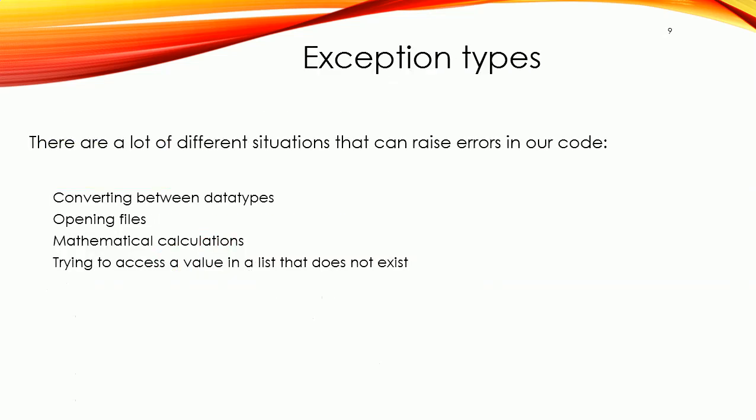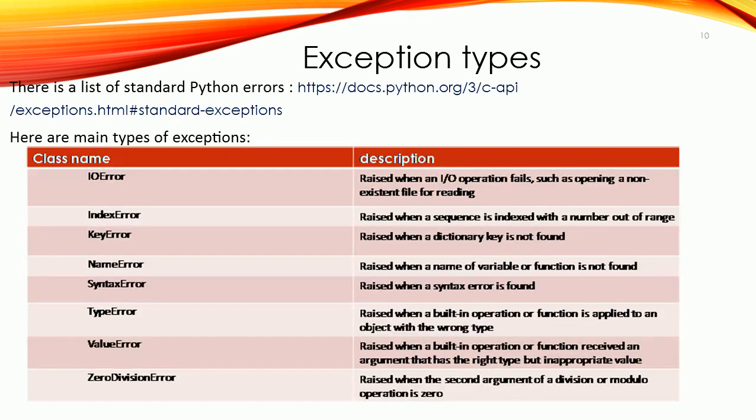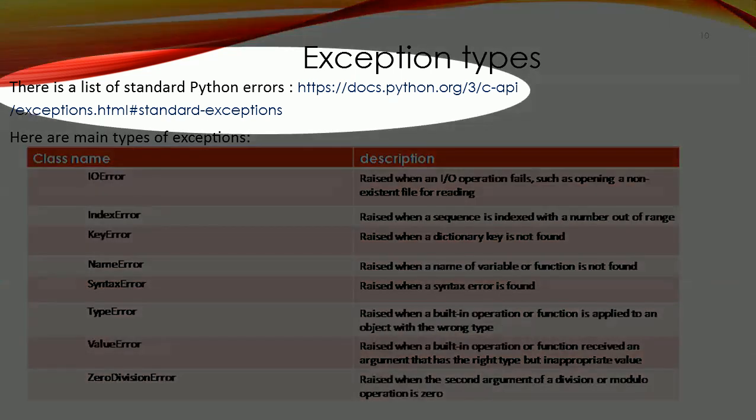There are a lot of different situations that can raise a runtime error. For example, converting between data types, opening files, mathematical calculations, trying to access a value in a list that does not exist. Here are the main types of exceptions in Python in the following table. You may visit this website to further understand them.